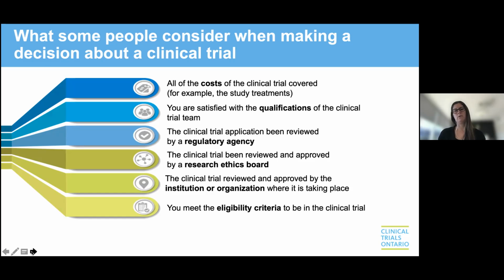Another is a research ethics board, and the REB's job is to look at it from the participant lens and their safety and well-being. And then the clinical trial does need to be reviewed and approved by the institution or organization where it's taking place. And if you're satisfied with all of those things, you still do need to meet the eligibility criteria to be in a clinical trial. That might be things like being a certain age range. It might mean that you're on or have never taken a certain medication. The eligibility criteria will be different for each clinical trial, but that's something that you'll be able to establish by looking at that criteria and potentially having a conversation with someone about it.